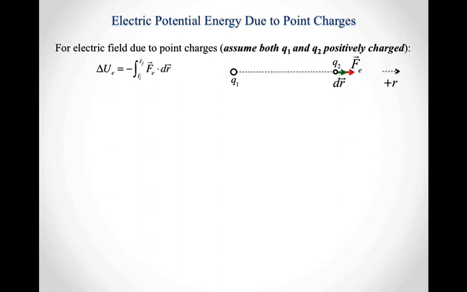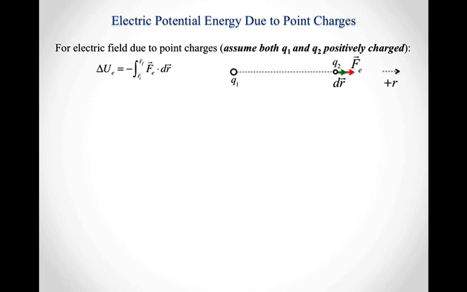So the other field for which we're going to derive how the electric potential energy changes as you move charges around within that field is the electric field due to point charges. Again, coming back to my definition for the change in the electric potential energy, that's negative the integral from some initial position to some final position of the electric force dotted into my infinitesimal little displacement vectors. And so let's take our picture here where we've got Q1 and Q2.